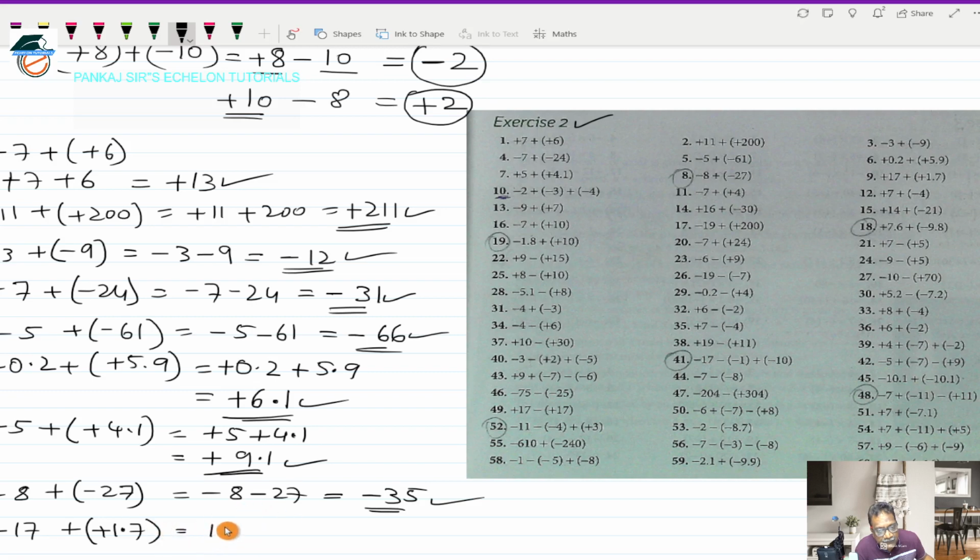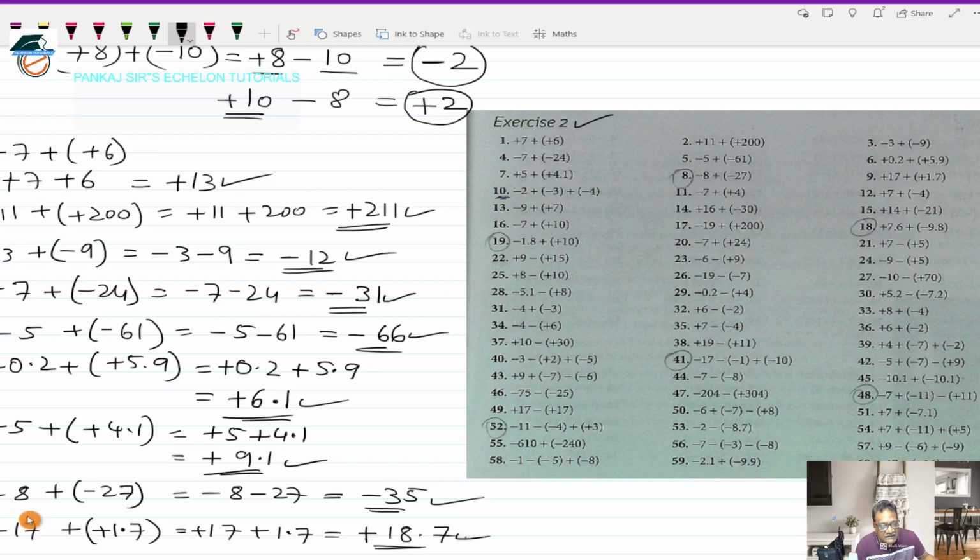So let me remove the bracket first. So it will be plus 17 and plus 1.7. Now both are having plus sign, so plus sign I'll put over here, and 17 plus 1.7 works out to 18.7. So this is the answer. So that was the ninth one, and let us do the 10th one as well.